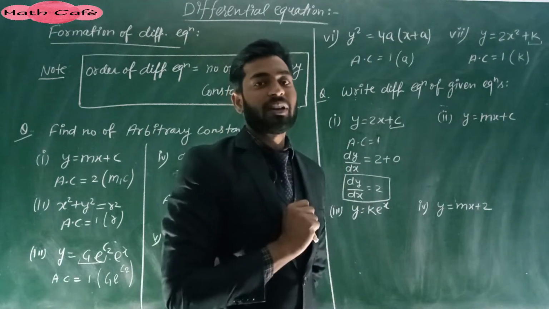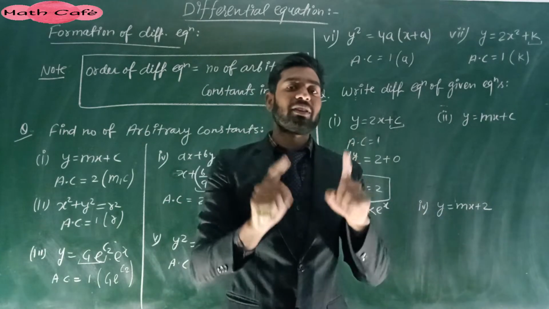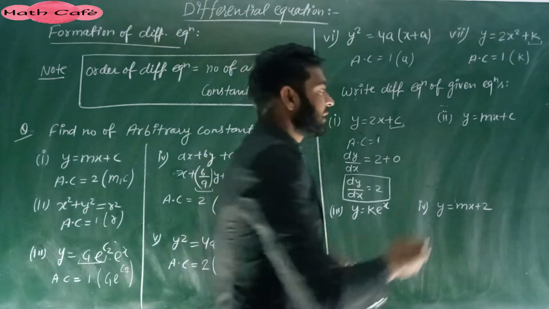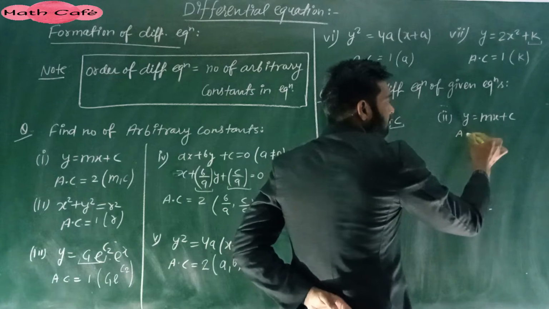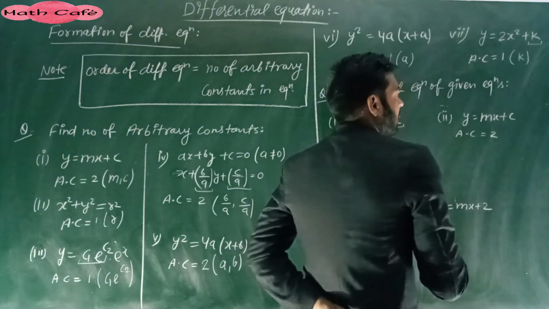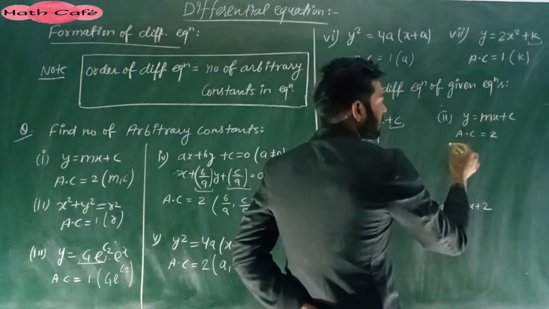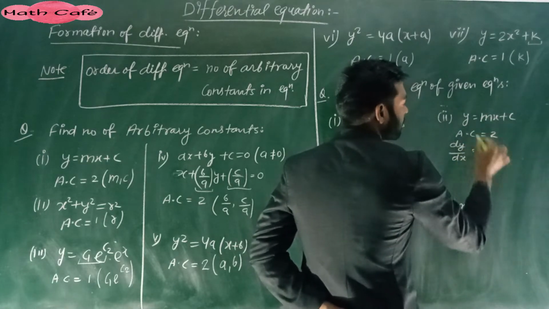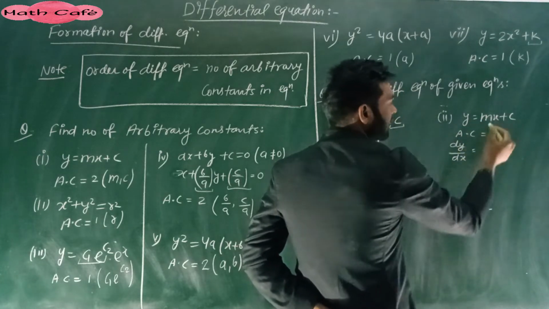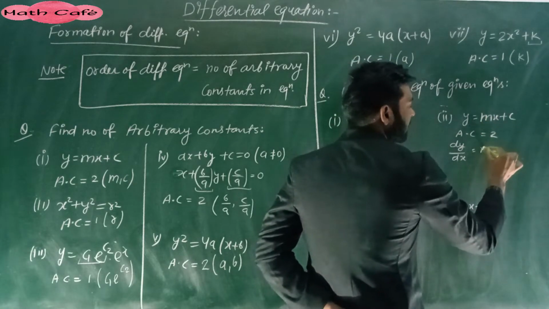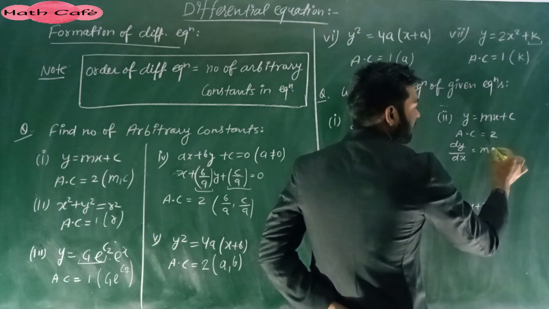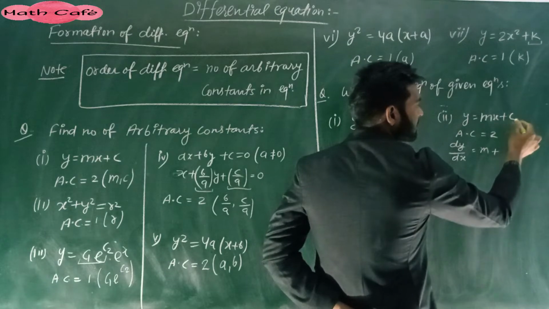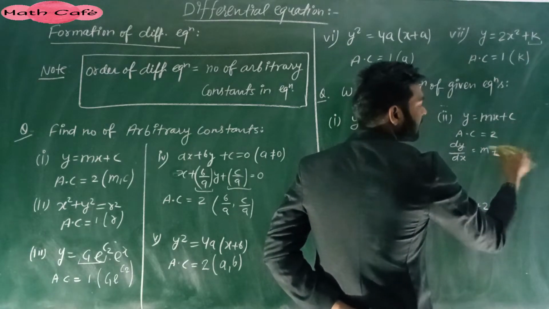So if the number of arbitrary constants is 2, then I will differentiate the given equation 2 times. Here the arbitrary constants are 2. So first time, dy by dx: differentiation of y with respect to x is dy by dx, differentiation of mx will become m, and differentiation of the constant term will become 0.